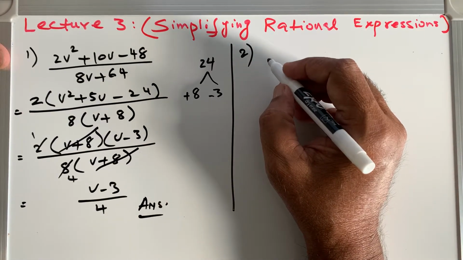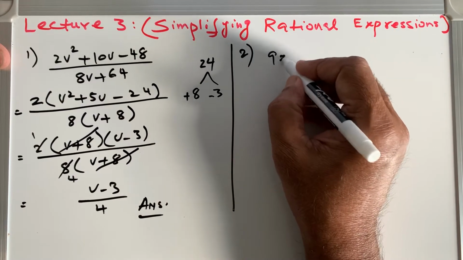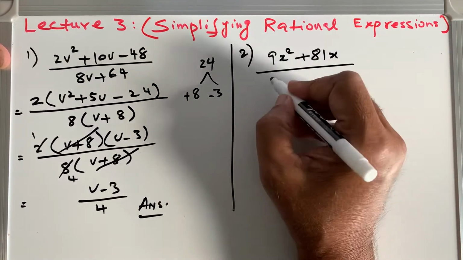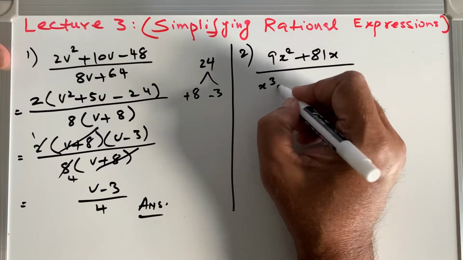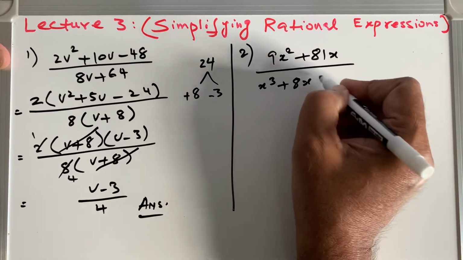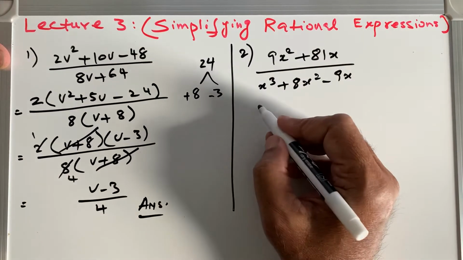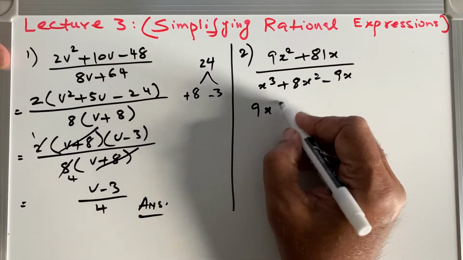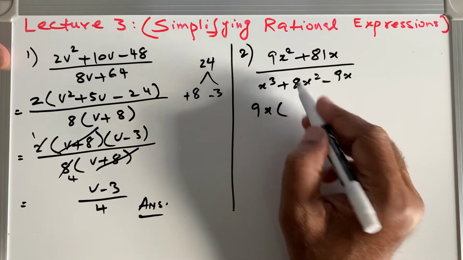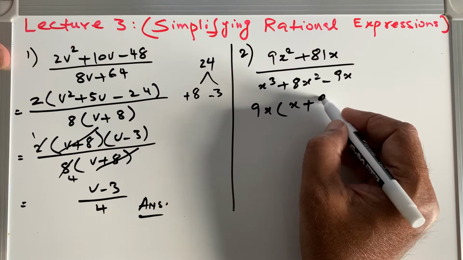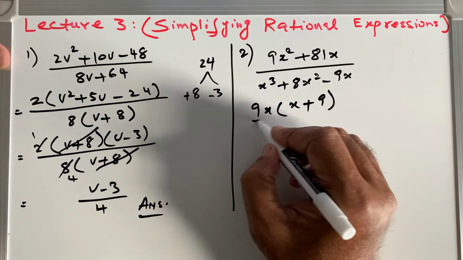So the next question will be 9x squared plus 81x over x cubed plus 8x squared minus 9x. We can see that in the numerator we can take out 9x as common, and inside the bracket I am left with only x, and then here I will be left with 9. 9 9s are 81. x is out.